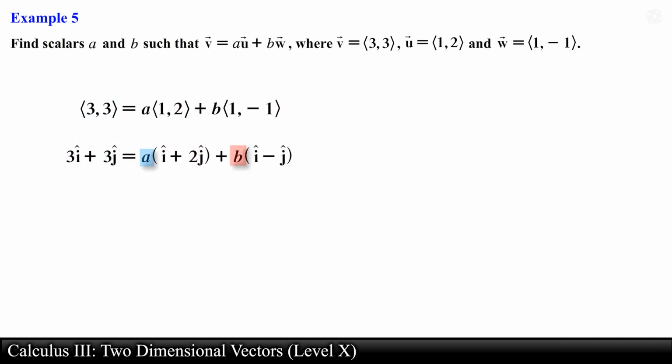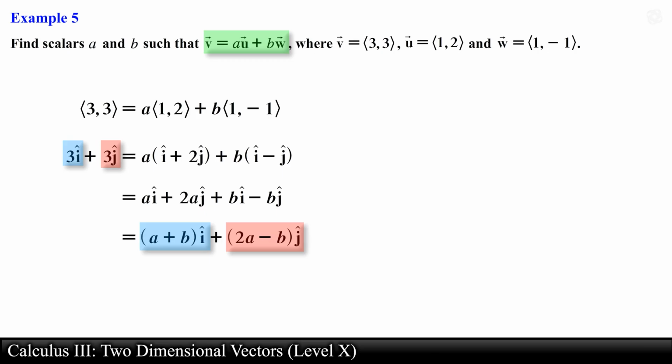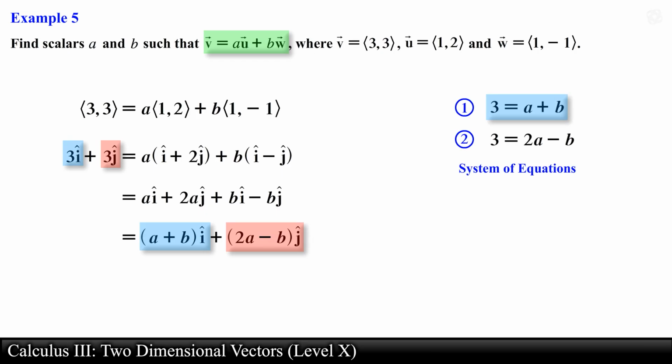Next, let's go ahead and distribute scalars a and b. Then, let's add all the terms containing the unit vector i and add all the terms containing the unit vector j. By doing this, and factoring out each of the unit vectors, we can clearly see that in order for this vector equation to be true, we need the i hat scalars and j hat scalars to be equal to each other. In other words, the equations 3 equals a plus b and the equation 3 equals 2a minus b must also be true.